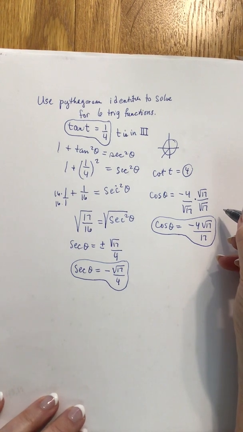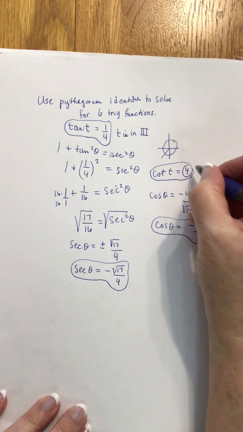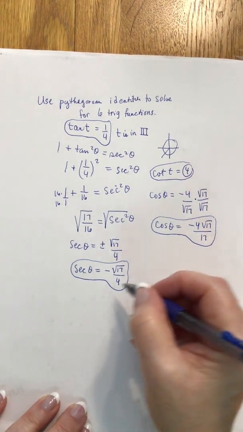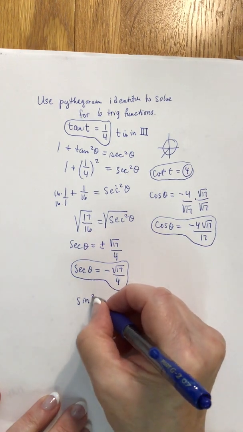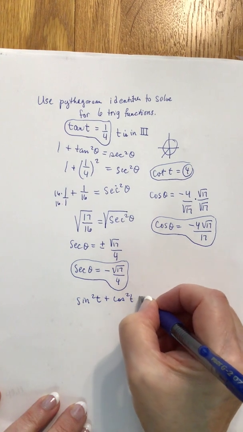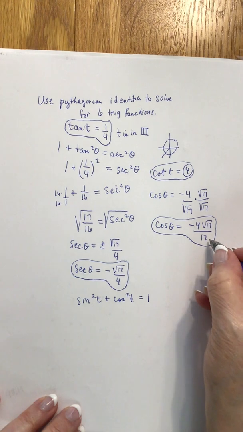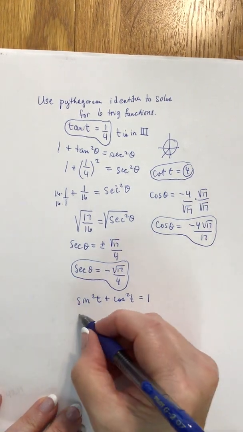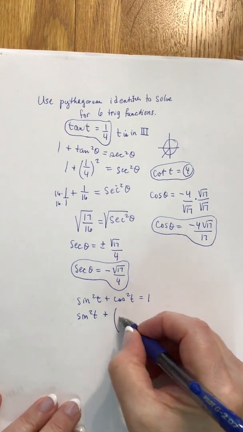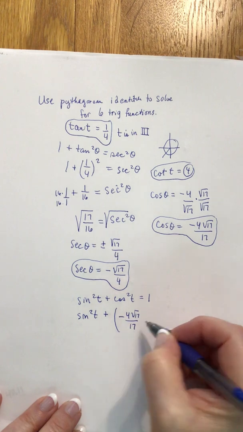So the last two that we need to find, so we've got cotangent and tangent, cosine, secant. So now we're looking for a sine. So we're going to use sine squared t plus cosine squared t equals 1. So I'm going to put in here, so I get sine squared t plus cosine is going to be negative 4 square roots of 17 over 17.